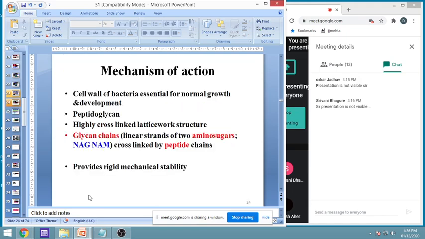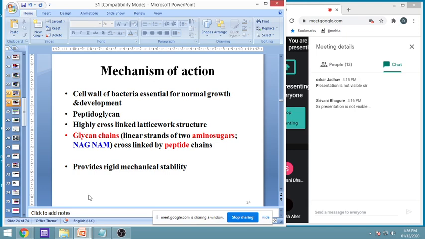So let us see the mechanism in brief, how they are acting. The cell wall of bacteria is essential for normal growth and development. The peptidoglycan cell wall is a highly cross-linked lattice work structure, and it is a continuous structure. The glycan chains, linear strands of two amino sugars, NAG and NAM, are cross-linked by peptide chains, and they provide rigid mechanical stability.